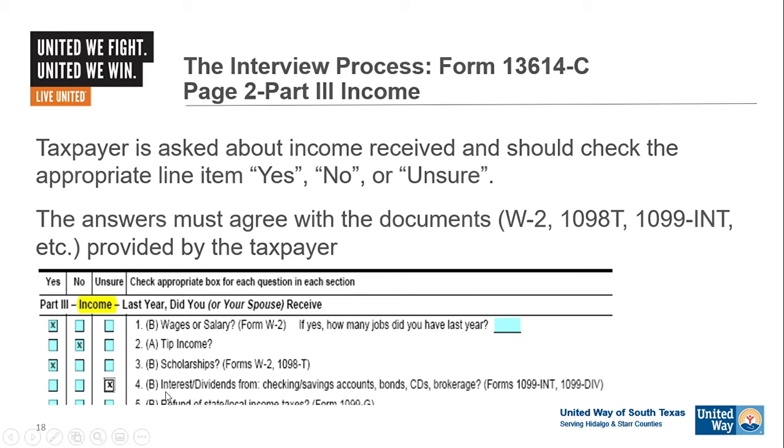Interest, dividends, let's say from checking or savings accounts: if they select yes for this one, what do they need to have? Of course, they need to have these forms. So if you see the question answered yes for interest, they should give you this form, and then you should ask them, do you have any other interest income? Because they might have more forms and they're just forgetting them at home. Just keep that in mind: check what they selected yes for, and then check if they brought that form with them.